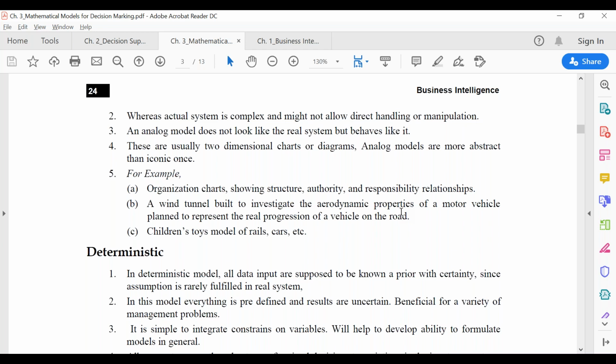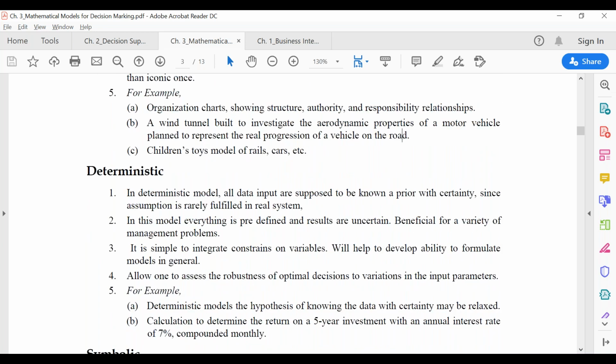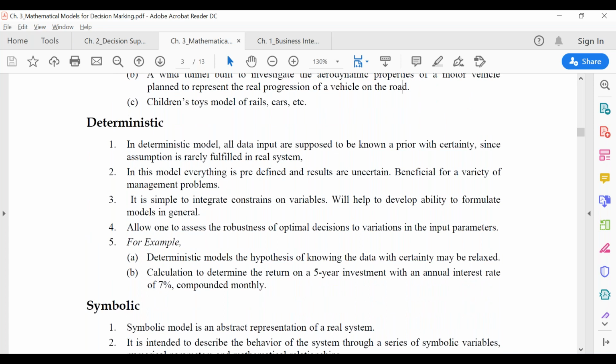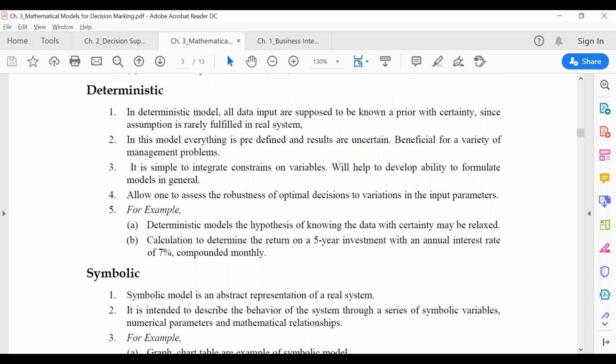Okay, so then there are analogical models. As I said, these are the flow charts, entity relationship diagrams, ER diagrams. Sometimes you just draw something like this, or a children's toy model of rails and so on. After that there are deterministic models, models which you can determine based on the hypothesis, based on a certain set of previous records. You can determine something. In a deterministic model, all the data input are supposed to be known prior.